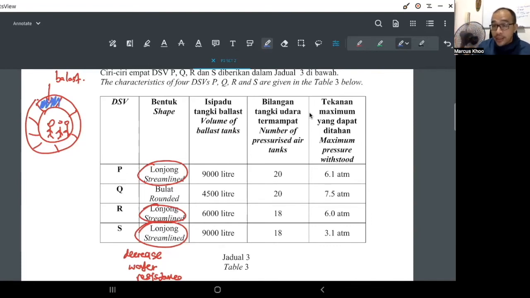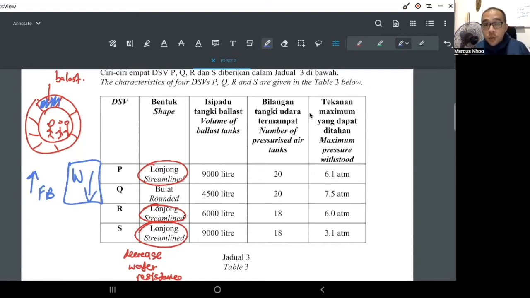bigger than the weight. Okay, so whenever we talk about submarine, it's always a battle between the buoyant force and the weight. And the only thing that you can change is the weight. You cannot change the buoyant force because the buoyant force depends on the volume of the submarine that's in the water. If the whole submarine is in the water already, then the buoyant force is maximum already. You cannot do much about the buoyant force, but you can change the weight. So how do they change the weight?